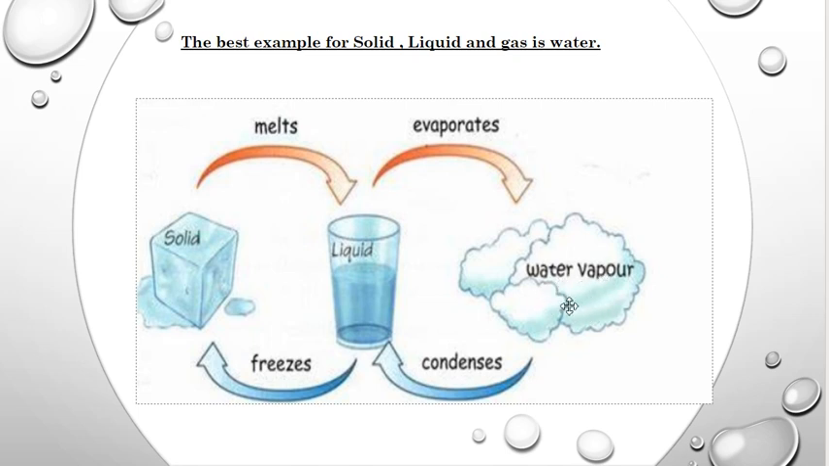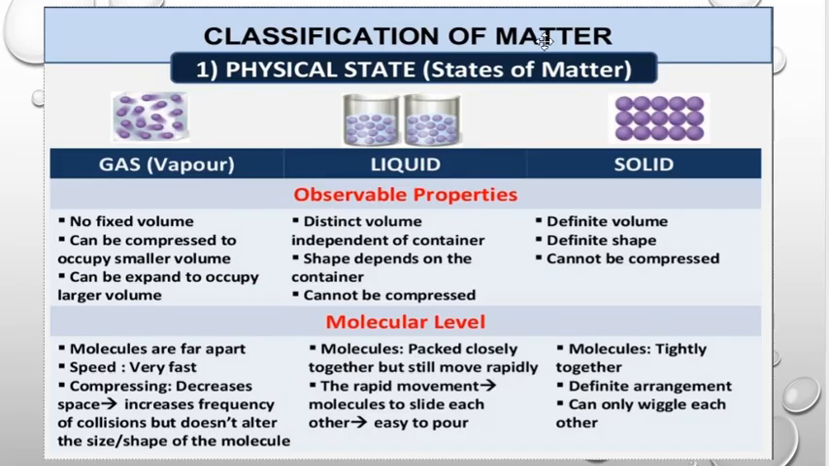And what if we condense? We cool down these vapors, we get water again. And again, the cycle continues. So the best example to understand solid, liquid, and gas is water. Let's look at the physical state and the properties of solid, liquid, and gases.